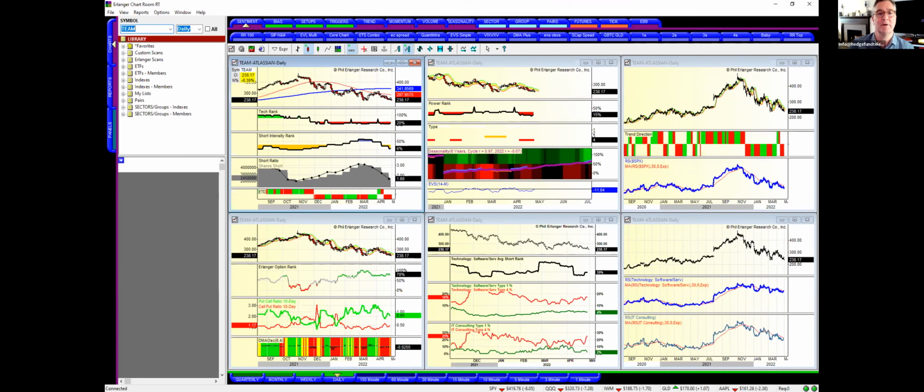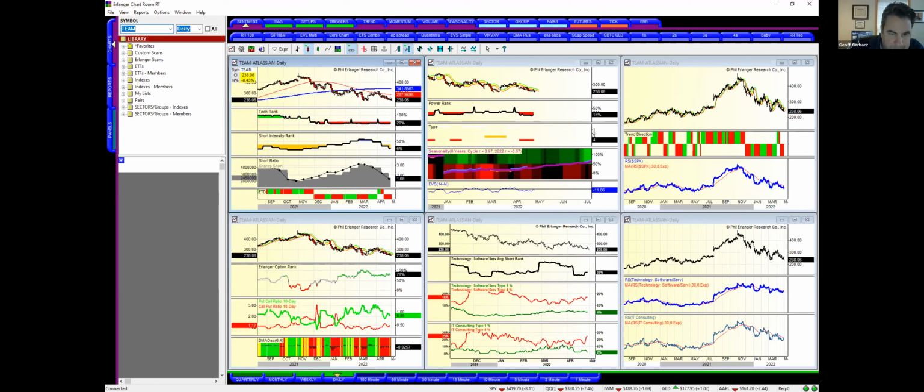Well, shorts are covering. Yeah, it's a long squeeze. So you see on the middle one there, that red, that's a type 4 long squeeze. And that's what's been happening here. The put buying's been steady. It's not that extreme. And you can see when it hit 100%, you did get a little bit of a bounce off the lows. So there's that.